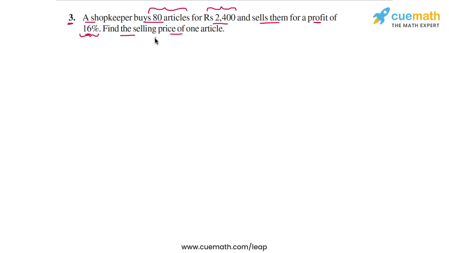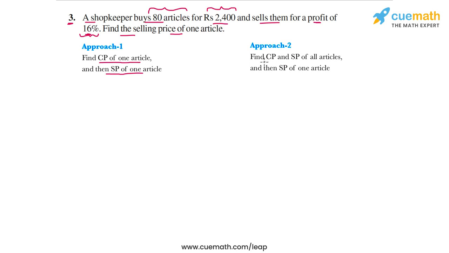So there are two slightly different approaches to solve this problem, and as always, let me show you both approaches. In the first approach, we will find the cost price of one article and then the selling price of one article. In the second approach, we will find the cost price and hence the selling price of all the articles, and from there we will find the selling price of one article. So let's start with approach 1.